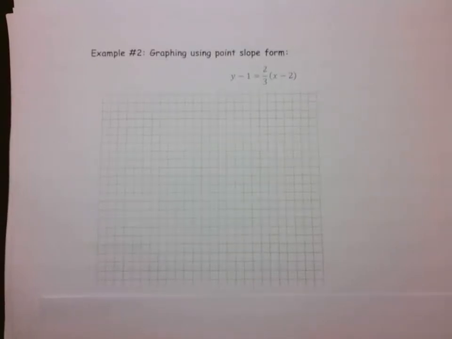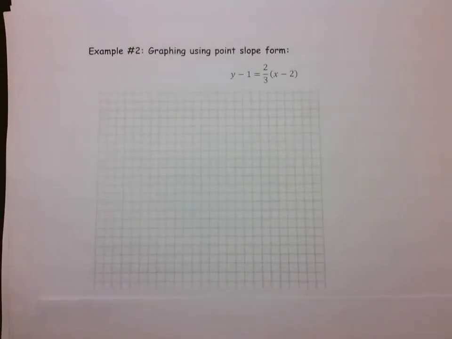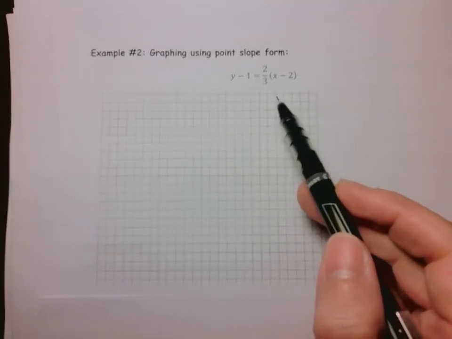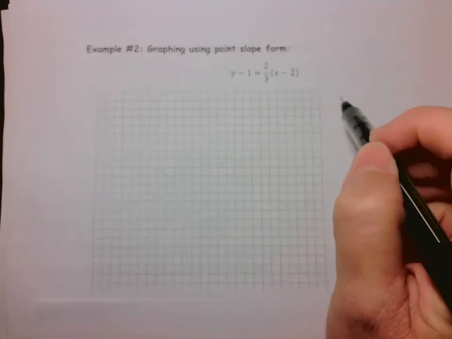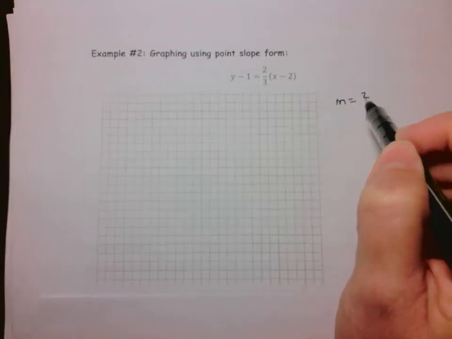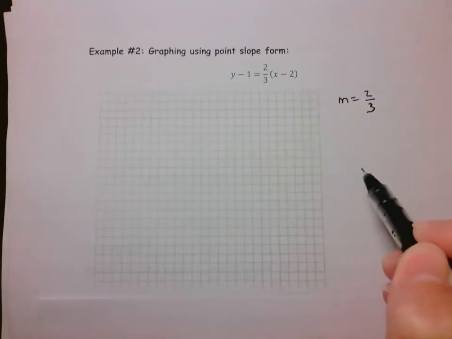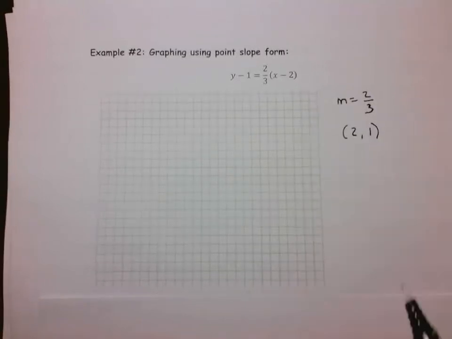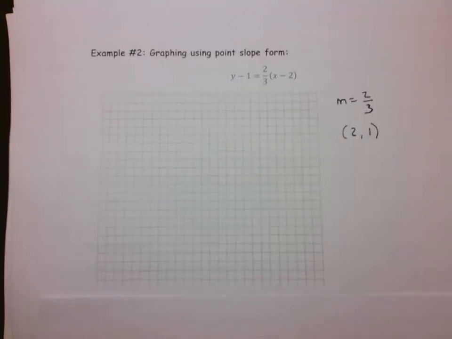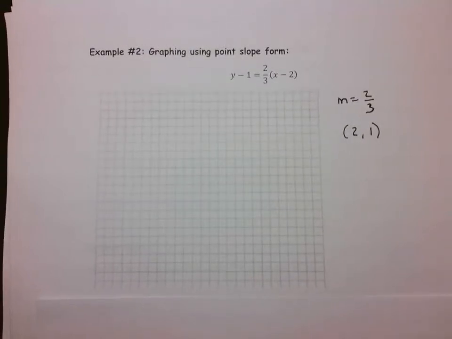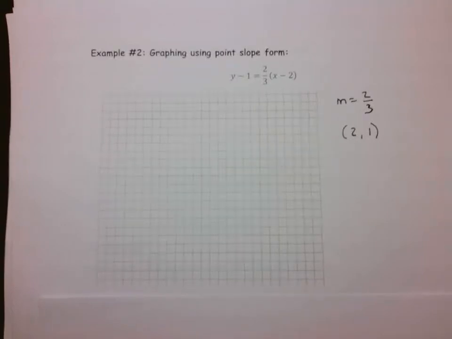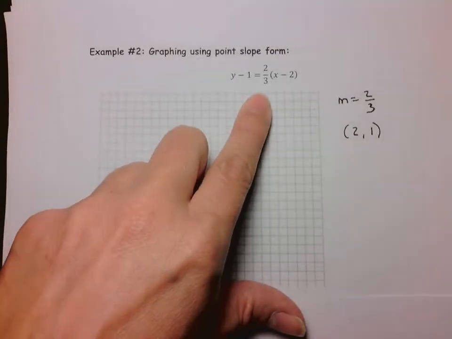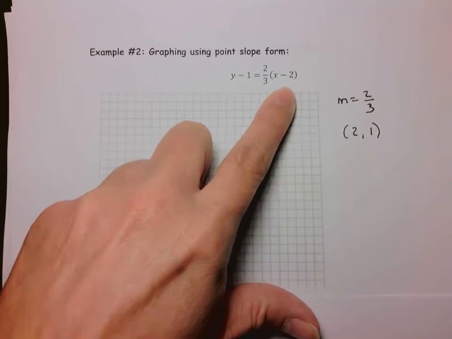Okay, now we're going to graph using point slope form. So we are given all the information that we need right here. We're given our slope. Our slope is 2/3, and we're also given a coordinate point. Our coordinate point is 2, 1. Pause the video and make sure that you see and understand where I got that from. My slope is right here, it's 2/3, and my coordinate point is going to be 2 and 1.